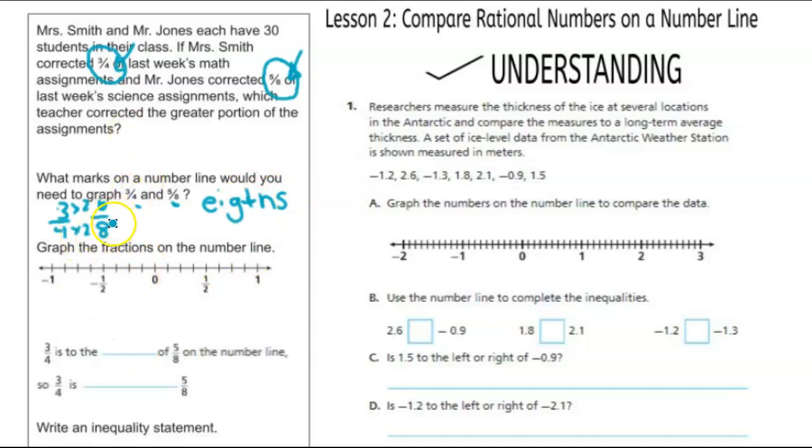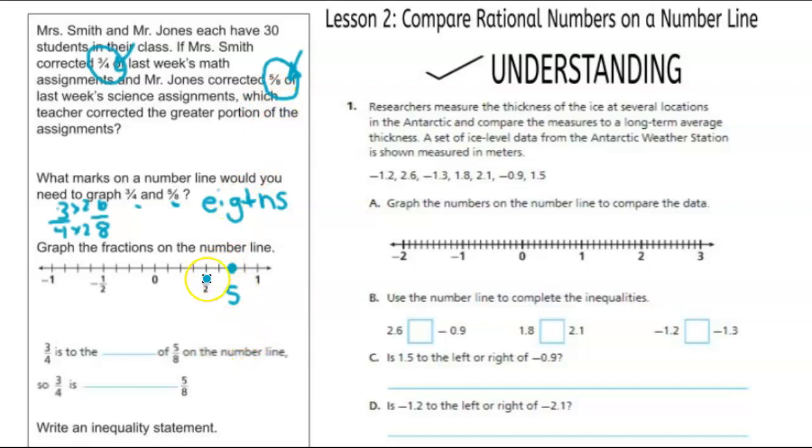Now we're going to put them on there. They are both positive, so we're sitting on the right-hand side. So I need to go to 6/8. And if we count the number line, there's 1, 2, 3, 4, 5, 6, 7, 8 lines. So this is already kind of giving you a hint that we needed 8 spots. So 6/8, we have 1, 2, 3, 4, 5, 6. And I'm going to mark it with an S for Smith.